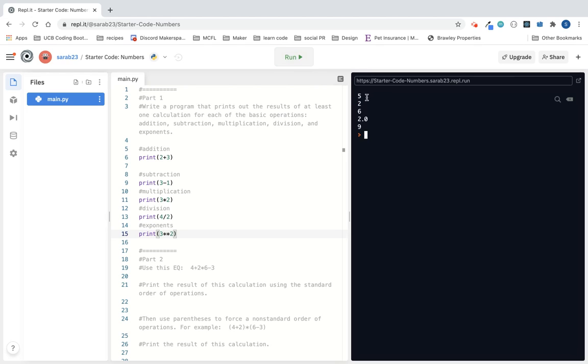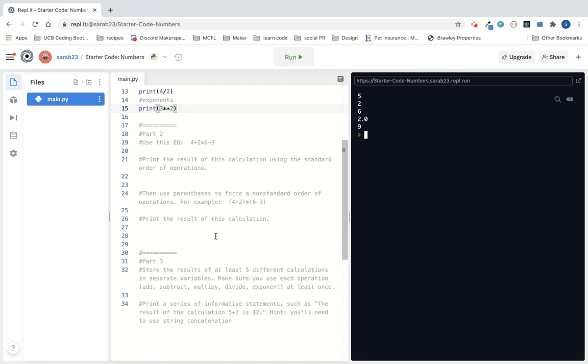2 plus 3 is 5. 3 minus 1 is 2. 3 times 2 is 6. 4 divided by 2 is 2. And it's interesting, it gave me a decimal point. And 3 to the power of 2, which is 3 times 3, is 9. Now let's go to part 2.